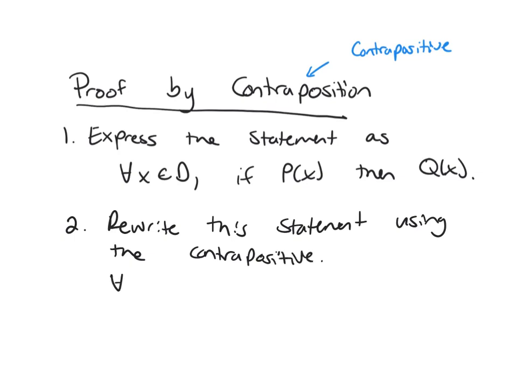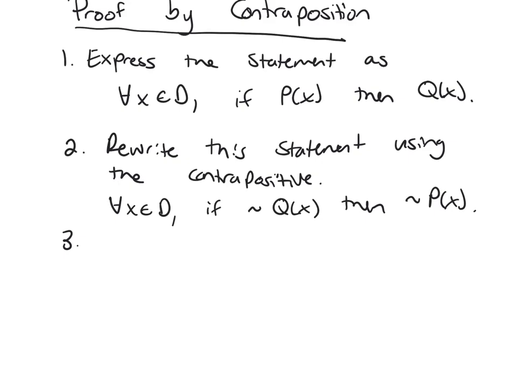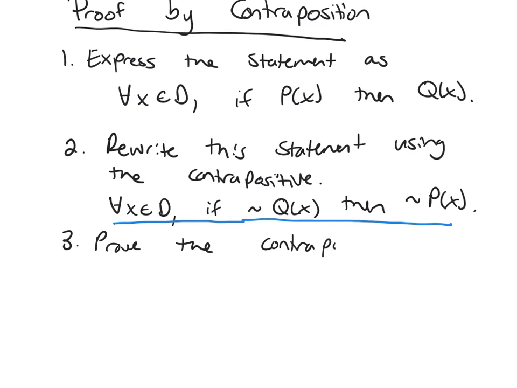So what would the contrapositive be for all x in D? If not q(x), then not p(x). And then you're going to prove this new universal conditional statement right here. You're going to prove a contrapositive statement by a direct proof.